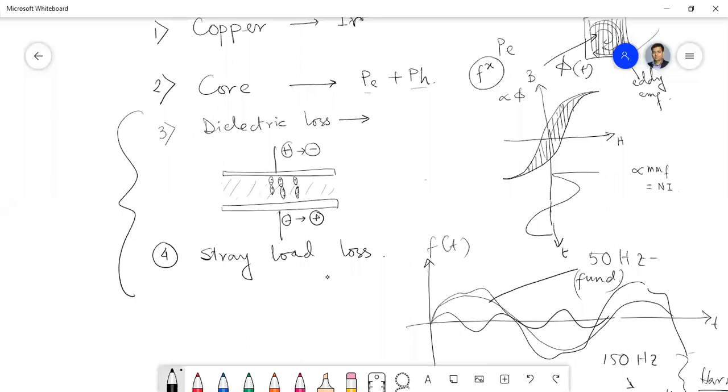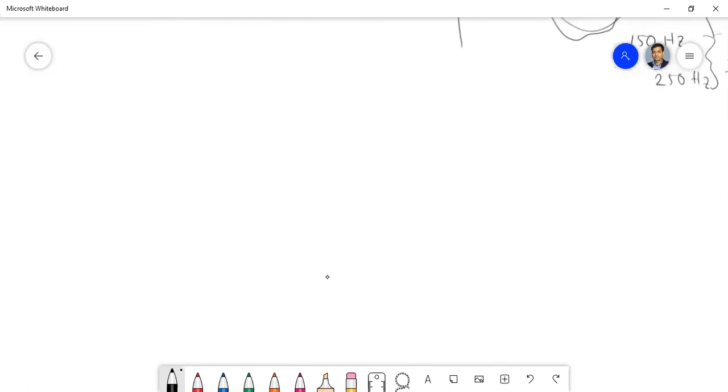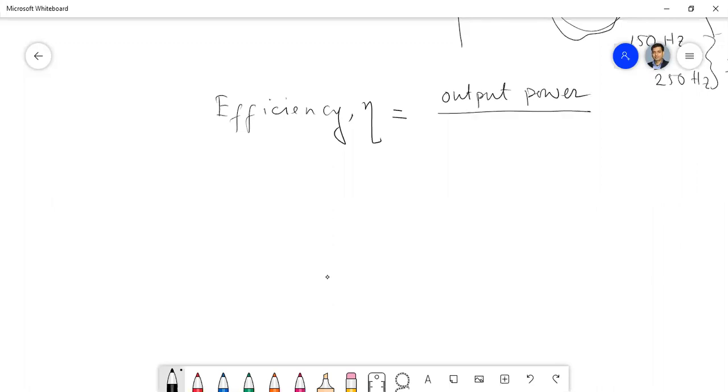Okay. Now, the efficiency. How is the efficiency defined? You all know that it is output by input. The quantity we have to measure, you have to mention which output: output power, output voltage, output current, output energy? So here we generally define the efficiency as output power by input power.